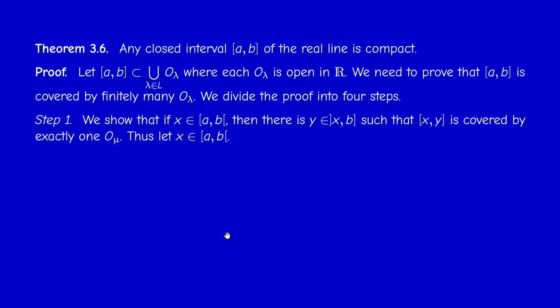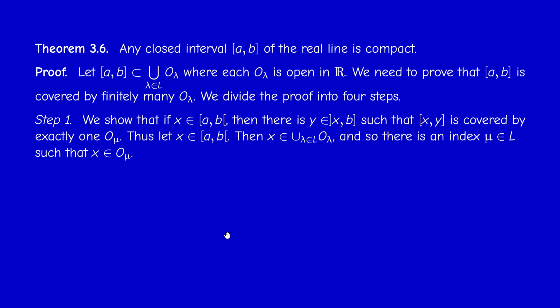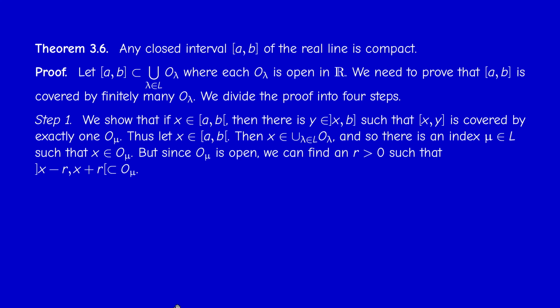Okay, so take an element x between a and b. Therefore, x belongs to the union because the union contains the interval. So therefore, x belongs to one of these sets. Call it O_mu. So x belongs to O_mu. But since O_mu is open and x is in O_mu, then we can find an open interval of center x, or a ball if you like, contained in O_mu. This is the definition of an open set.